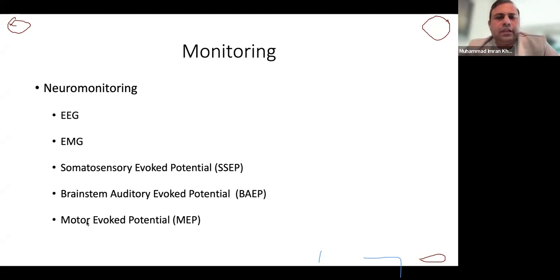After VAE, the other important aspect of posterior fossa craniotomy monitoring is neuromonitoring. In neuromonitoring, the multiple devices that you can use are EEG, EMG, somatosensory evoked potential, brainstem auditory evoked potential, and motor evoked potential.